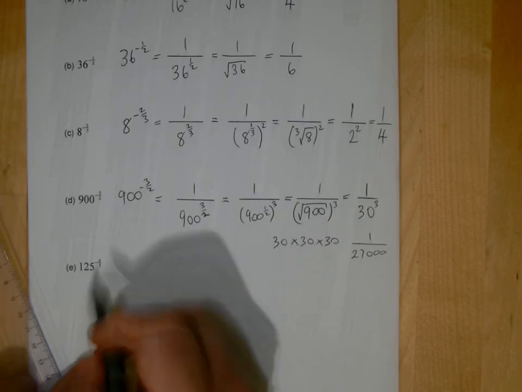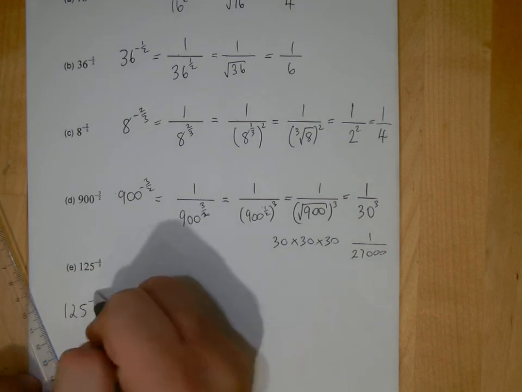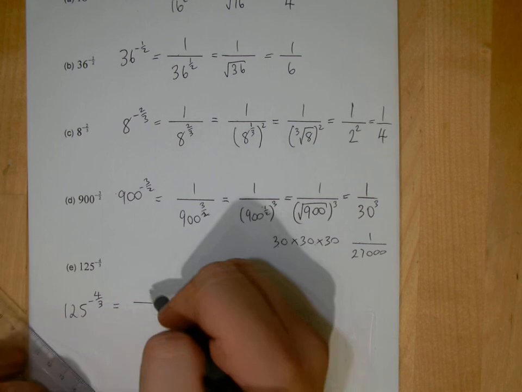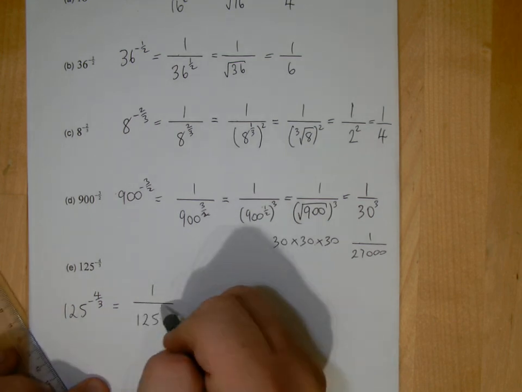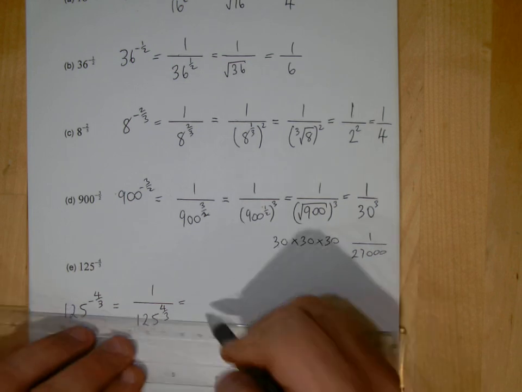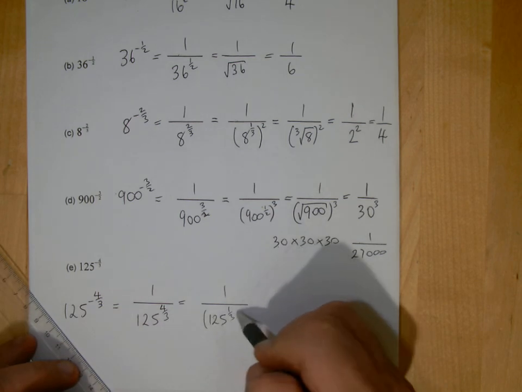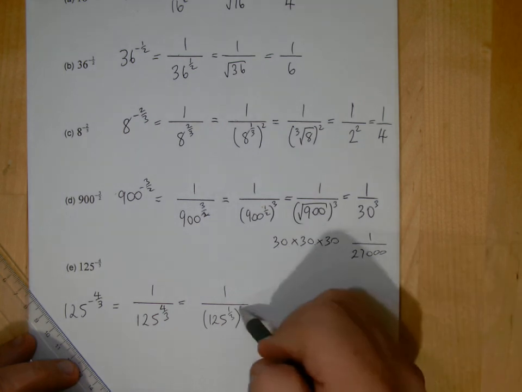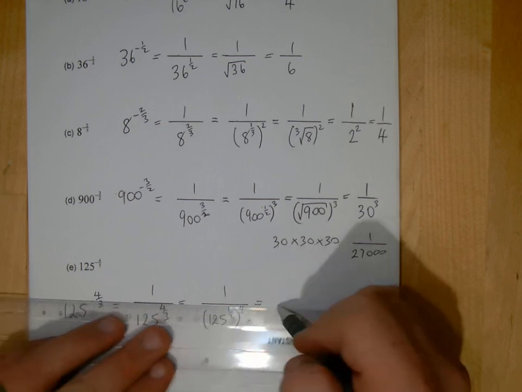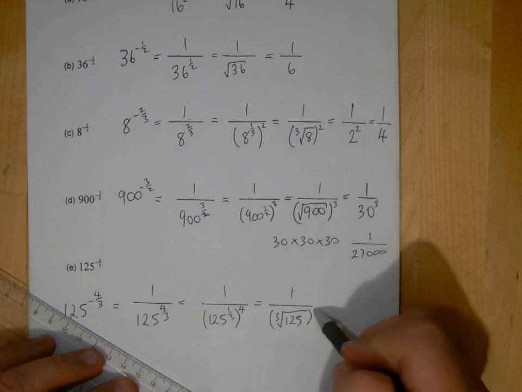Let's look at this one then to finish off. 125 to the power minus 4 thirds. Again, you write this as 1 over 125 to the power positive 4 thirds. Now it's not a unit fraction, so we're going to rewrite it as a unit fraction, which would be 1/3, and take that 4 outside. We then have to think about what this means. 1/3 means the cube root, as we've seen so many times now, and then power 4 out there.